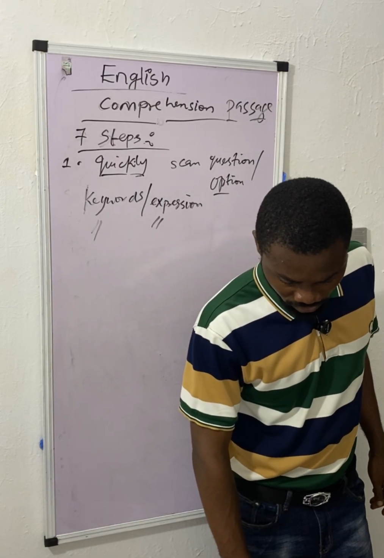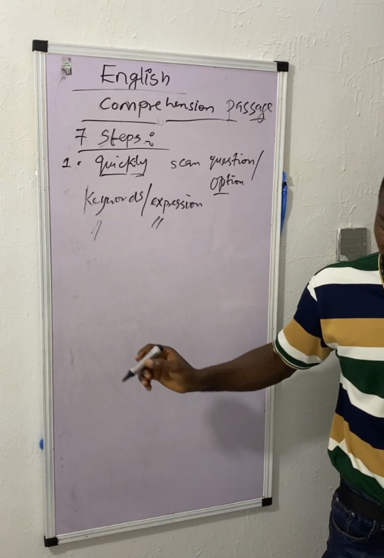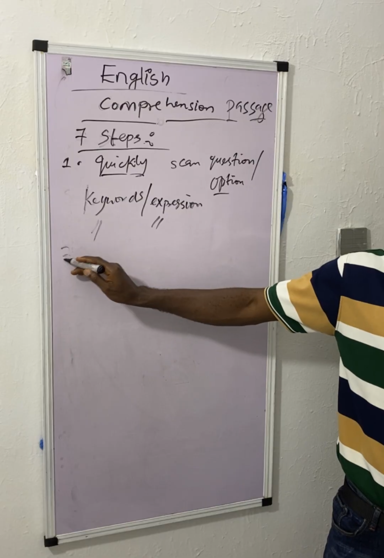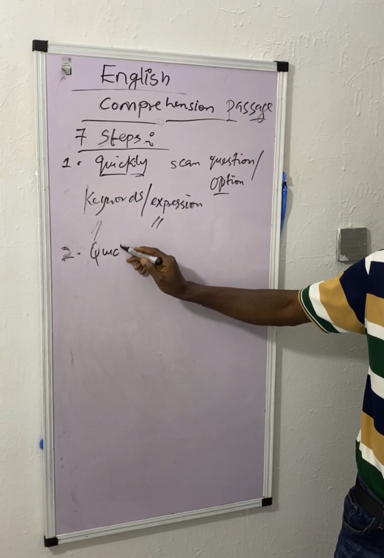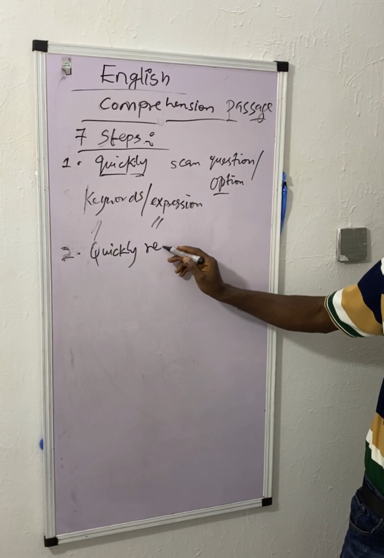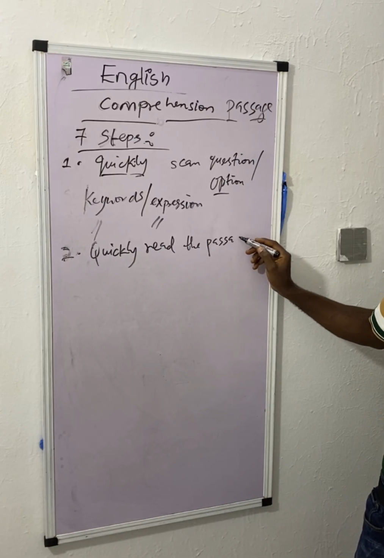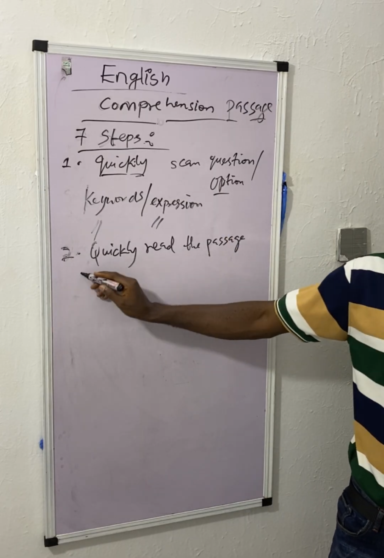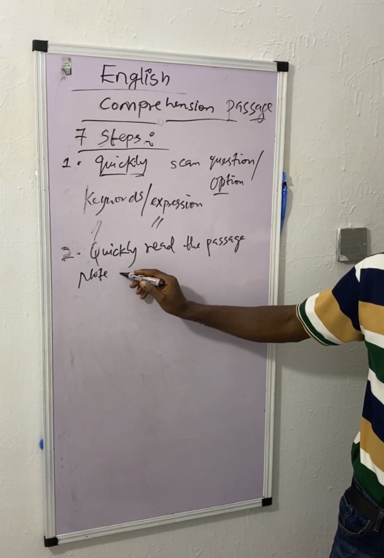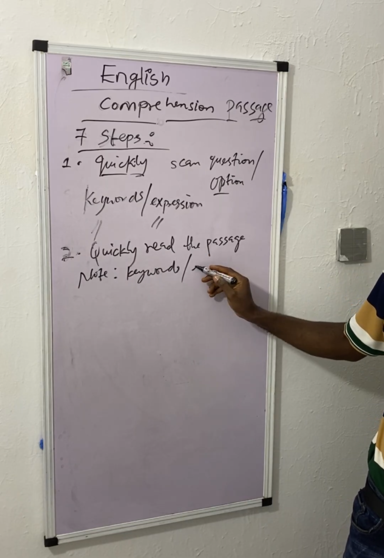All right? So, number 2 says quickly read through the passage. Now it's time to read the passage. Number 2 says quickly, again emphasizing the quickly. Quickly read through the passage. Note keywords and expressions.